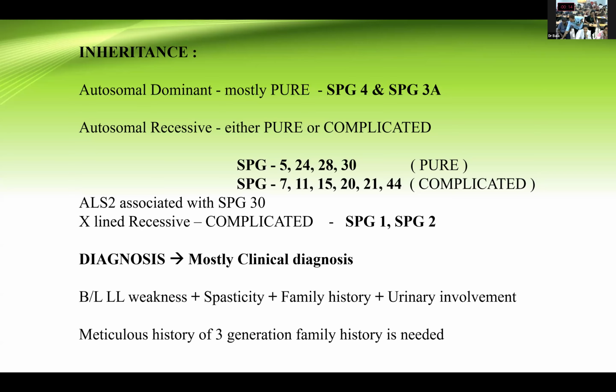As our whole exome sequencing shows an ALS2 gene mutation, it is associated with SPG 30, which is a pure form of HSP. So the diagnosis is usually made with bilateral lower limb weakness and lower limb spasticity with a positive family history and urinary involvement.